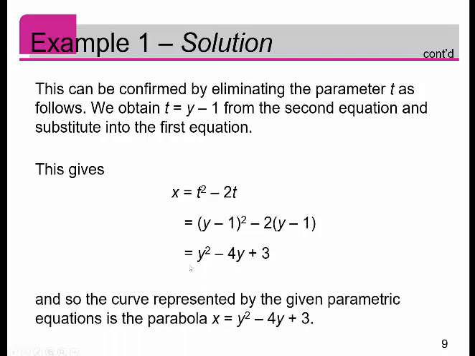All right. So the curve represented by the given parametric equations is that parabola: x is equal to y squared minus 4y plus 3. So if you're given parametric equations, what I'm hinting at here is you can find the equation for the graph in 2D.